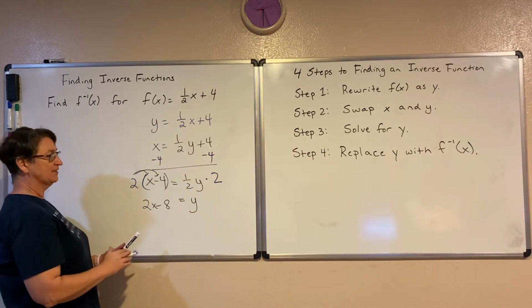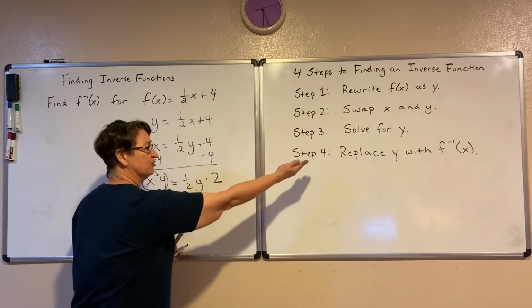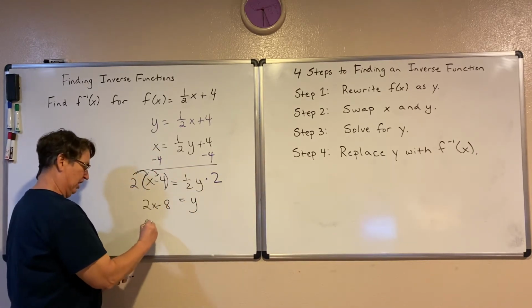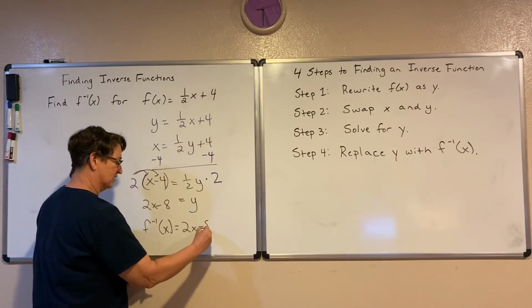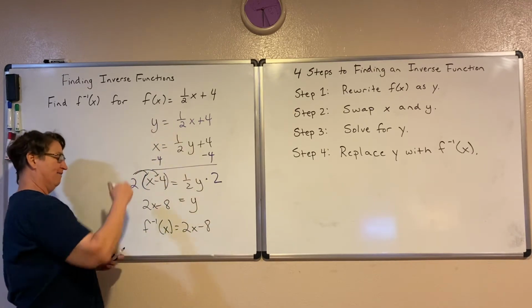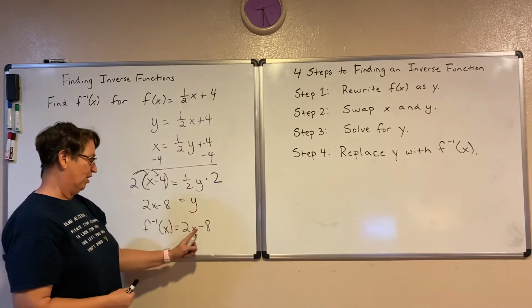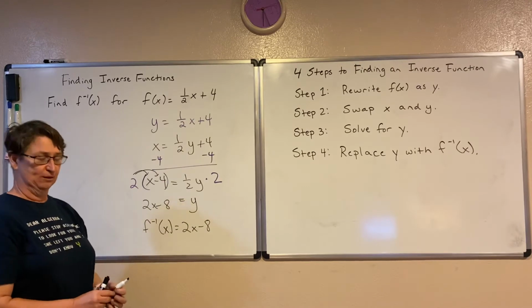So now the last step, now that I've got y solved for, I got y by itself, the last step is to replace y with that inverse function notation. So this just says that 2x minus 8 is the inverse of my f function. And it makes sense because here I was adding a value, now I'm subtracting. There I was dividing by 2, and here I'm multiplying by 2.